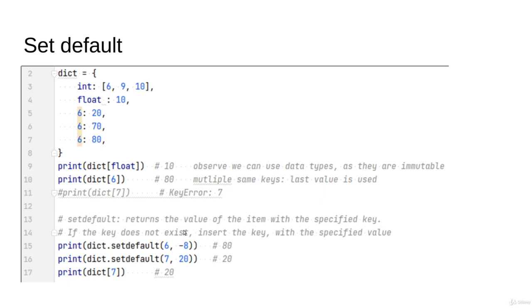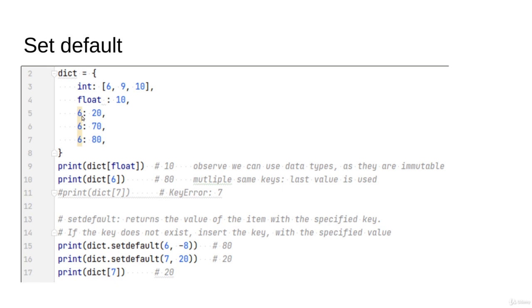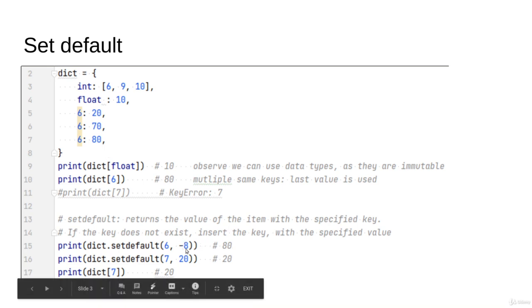However, if the key doesn't exist, something interesting happens behind the scenes. It will insert the key with the specified value. For example, if I printed setdefault of 6 and -8, it first goes and checks if 6 exists. It exists, then it just returns its value. This -8 has no effect. On the other side, if you say dictionary setdefault of 7 and 20, does 7 exist? No. Set 7 in the dictionary with value 20 and return it. Now if you try to return the dictionary of 7, it will be 20.